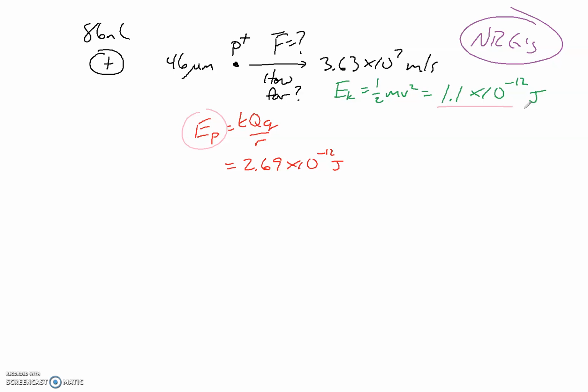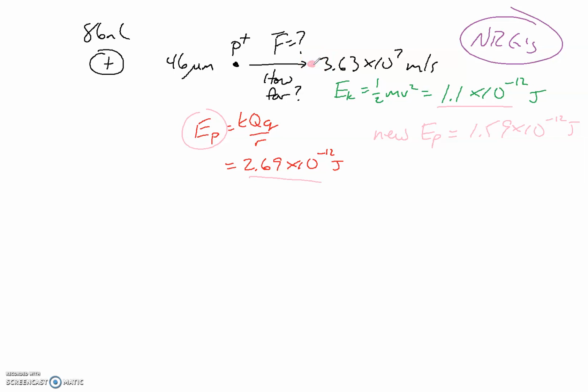Now, it's all about changing energies. All the changing energies are going to be equal to each other. So the potential energy was this, and as the proton moved further away, the potential energy is going to get smaller, and it's going to get smaller by the change in kinetic energy. So if I subtract those two, I can find out my new potential energy, which would be around 1.59 times 10 to the negative 12 joules. So that's the potential energy at this location.